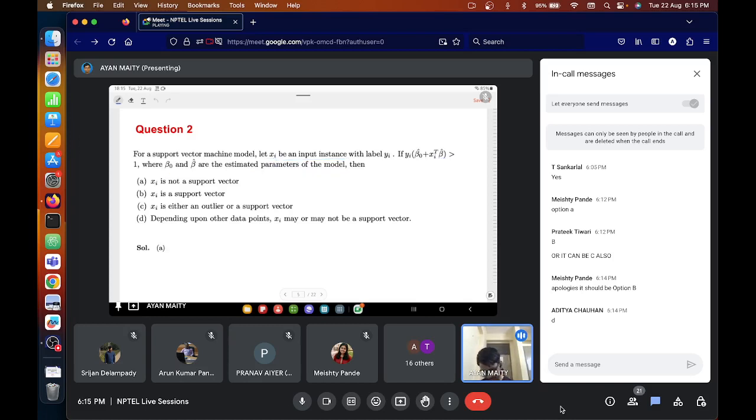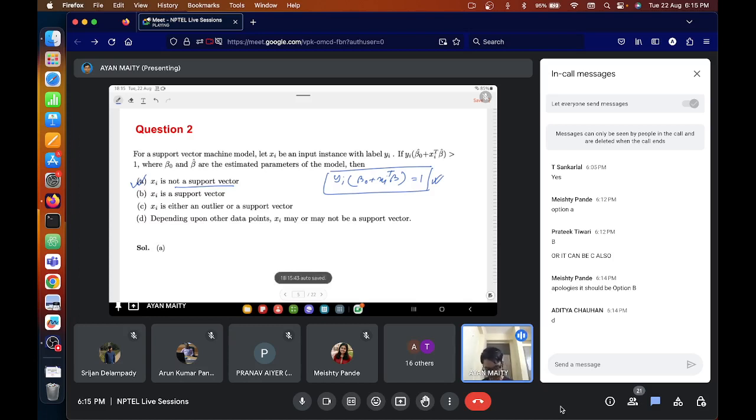So the correct answer here is option A, that it is not a support vector point. For support vector points, yi times (beta 0 plus xi transpose beta) has to be equal to 1. So this condition must be satisfied for support vector points. Only those points that satisfy this criterion are called support vector points, because these points form the parameters beta and also beta 0.